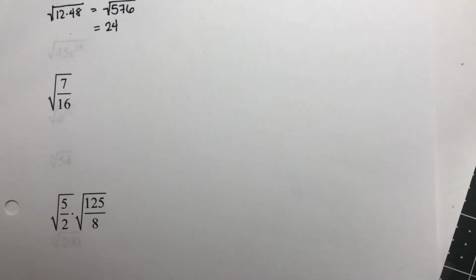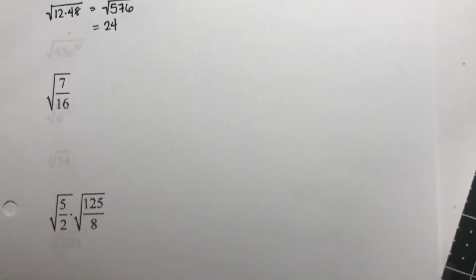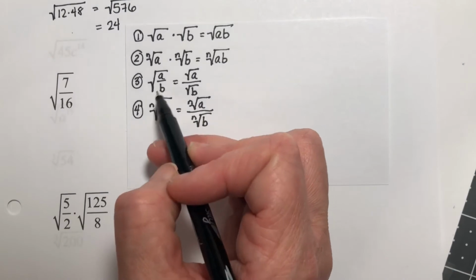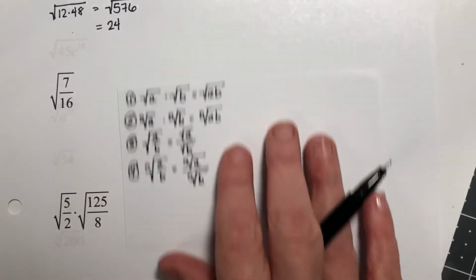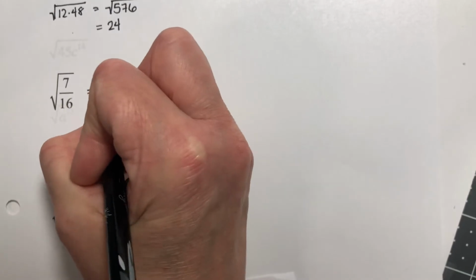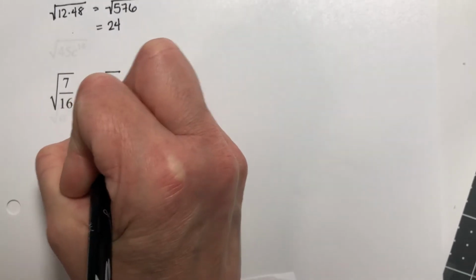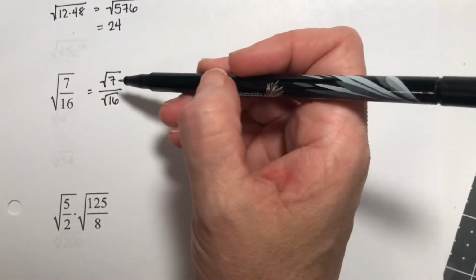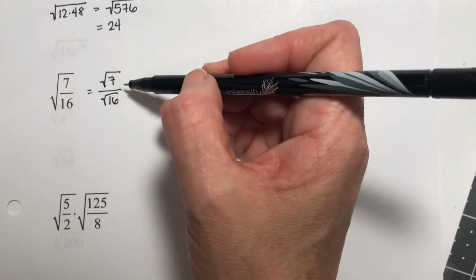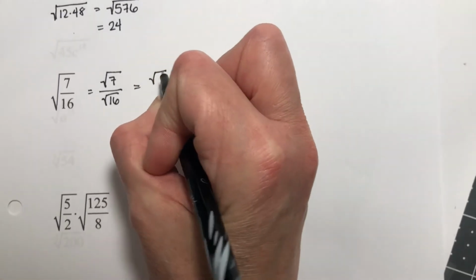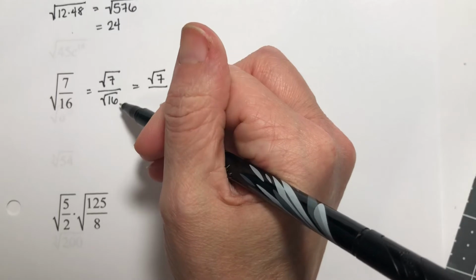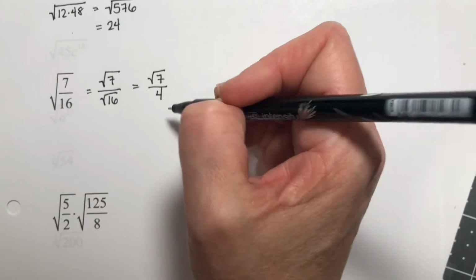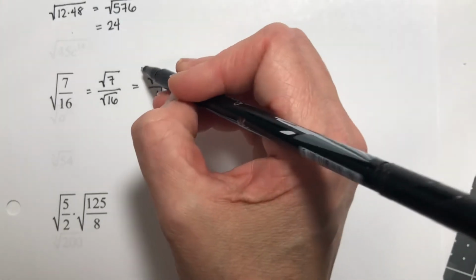The square root of 7 over 16. Well, one of our properties says that we can take a square root of a fraction and split it up into the square root of the top over the square root of the bottom. So this is the same thing as the square root of 7 over the square root of 16. And I want to simplify these if I can. 7 is a prime number, so there aren't going to be any pairs. It is simply going to be the square root of 7. We're stuck with it. But the square root of 16 I can simplify. The square root of 16 is 4. So I have the square root of 7 over 4. This will be your answer.